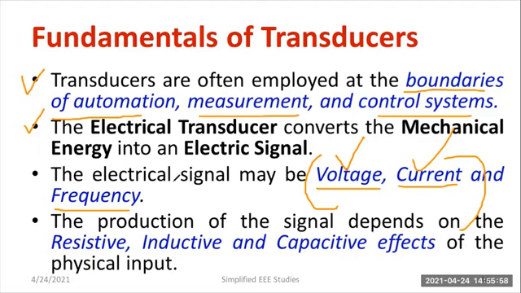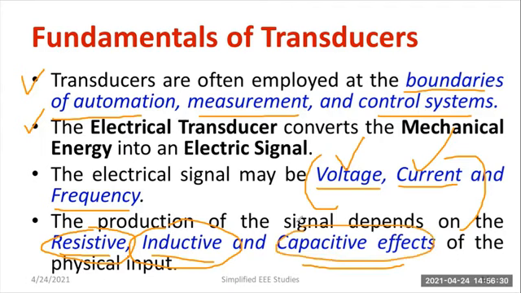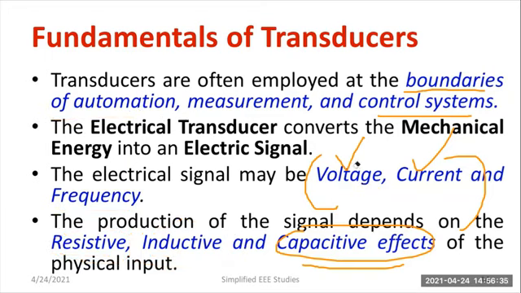Then how will this process be converted? We have to become familiar with different types of processes. For example, resistive effect, inductive effect, capacitive effect. For example, if I talk about a strain gauge, it works based on the resistive principle. If I speak about LVDT, then that belongs to the inductive phenomenon. Likewise, there are different sensors which operate under the capacitive effect. For example, a dielectric based transducer operates based on the capacitive phenomenon. So these are the fundamental things you need to know regarding transducers.